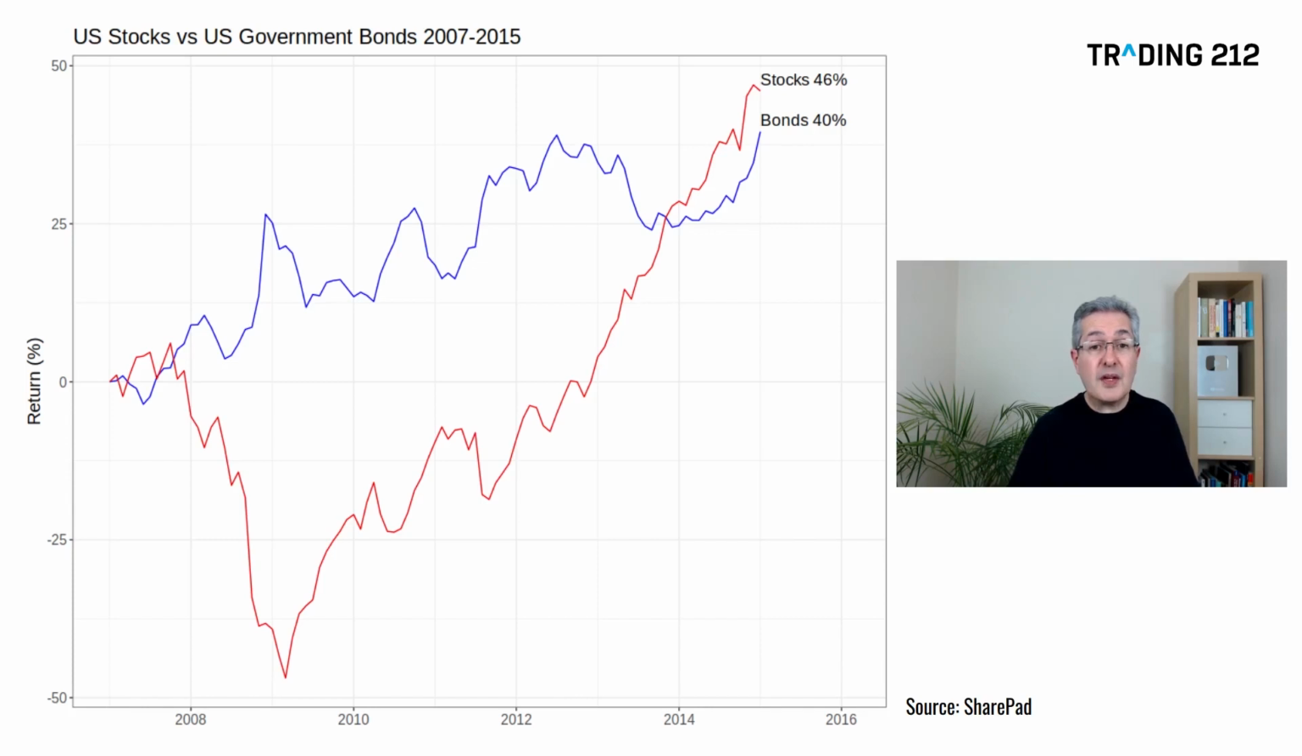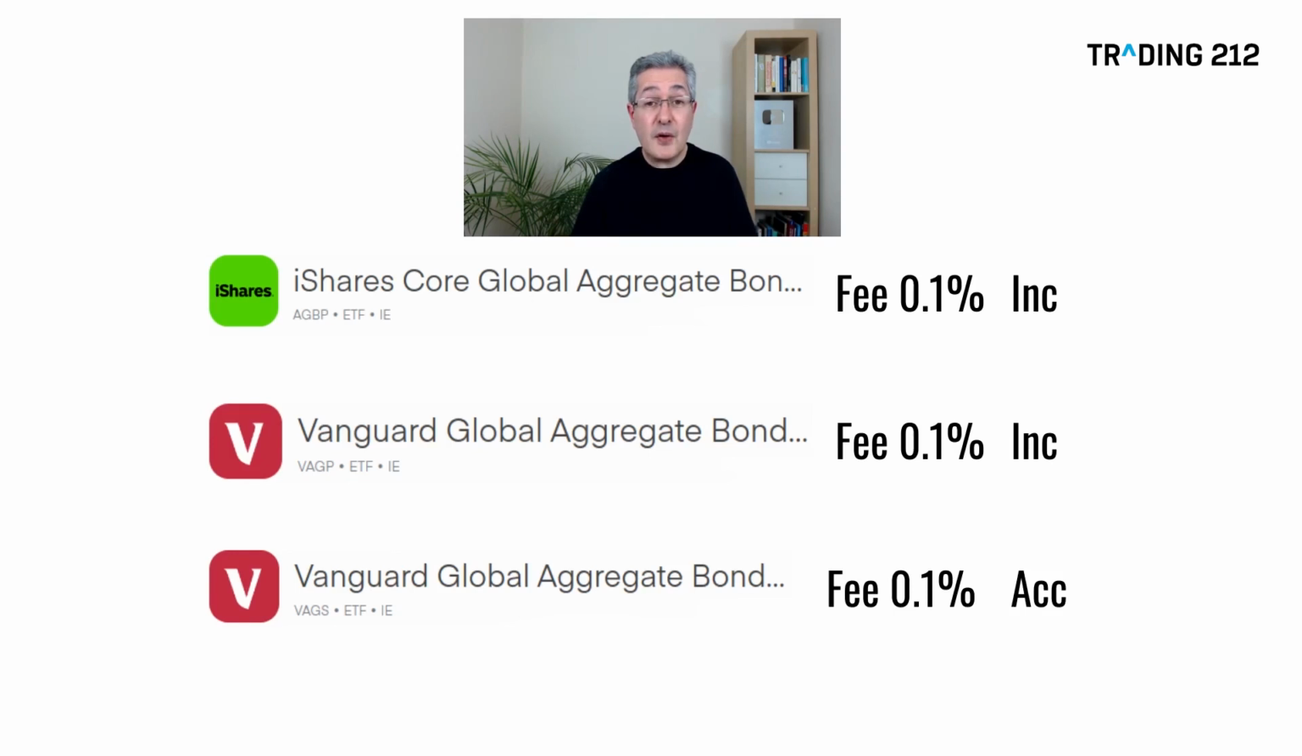But under normal circumstances, a mixture of stocks and bonds is less likely to crash, and this lets investors sleep better at night. Just as we could buy global stock funds that let us own a little bit of the largest stocks in the world, we can buy global bond funds that let us do the same thing for bonds. Here are 3 cheap global bond funds which are available on Trading 212.